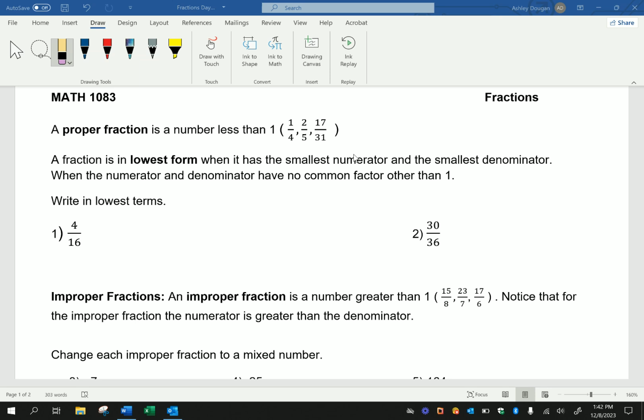If we look at this first example, number 1, 4/16, I know that this is not in simplest form because I can think of a number that will divide evenly into both 4 and 16. They still have some factors in common. I know that 4 will divide evenly into 4. 4 also divides evenly into 16, so I can divide the top and bottom both by 4.